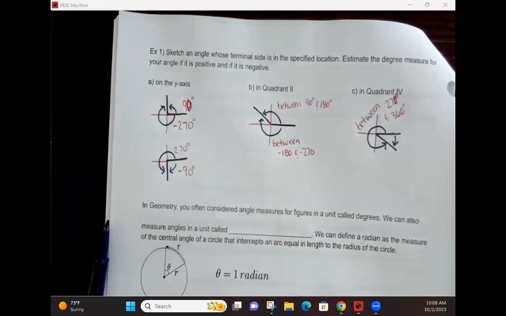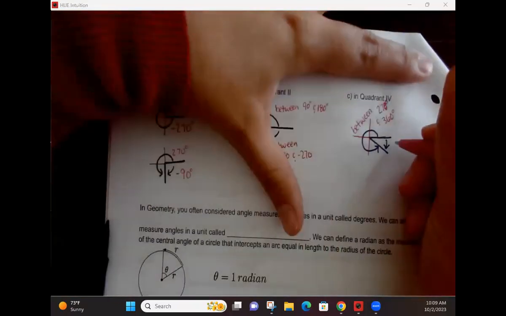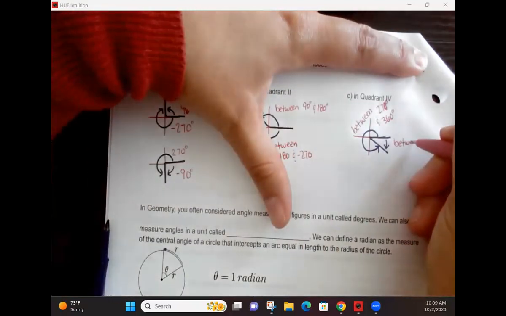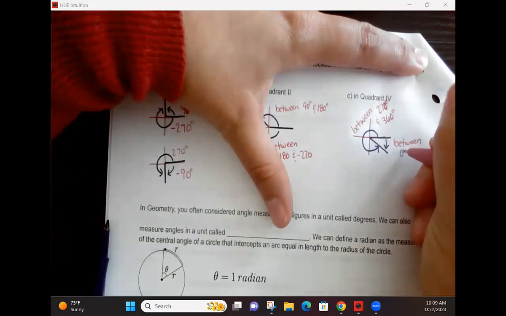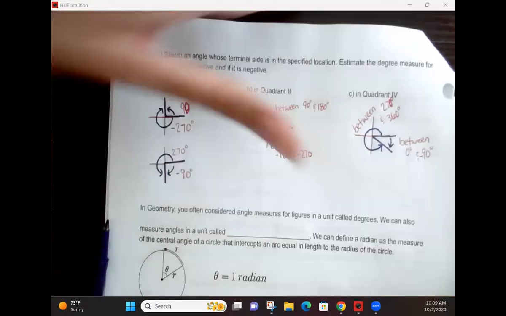And then what about the negative angle? It's got to be between 0 and negative 90, right? Give me a reasonable estimate for your angle. Maybe you're at about negative 30 degrees, maybe you're at negative 45, maybe negative 80, but it's got to be between 0 and negative 90.